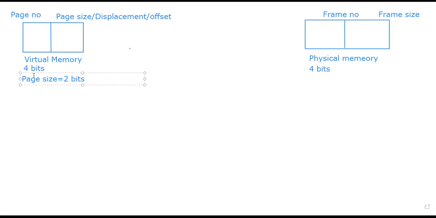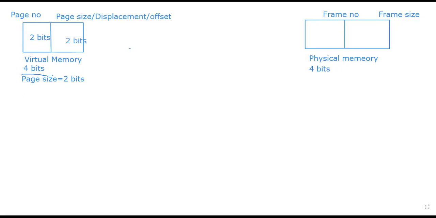If we are allocating 2 bits for the page size, it must be clear that the total is 4 bits. So for the page size we allocate 2 bits, and for the page number the remaining 4 minus 2, which is 2 bits, will be allocated.